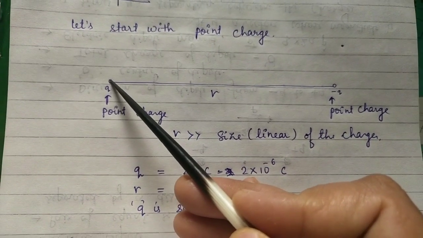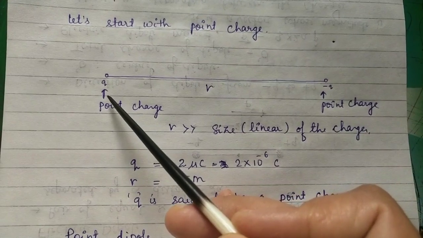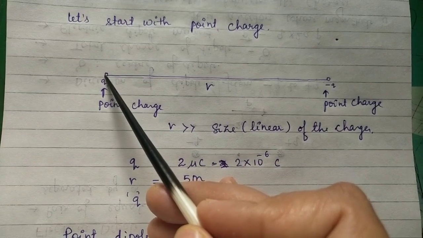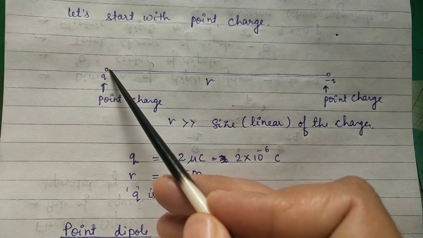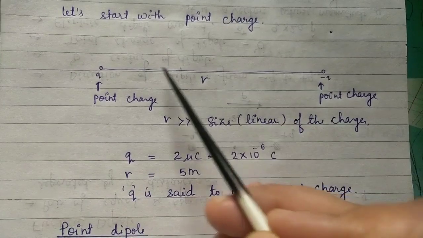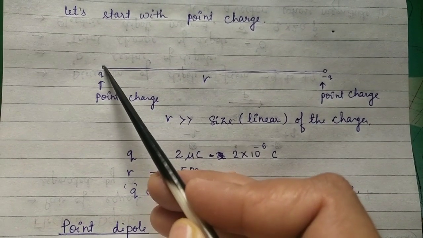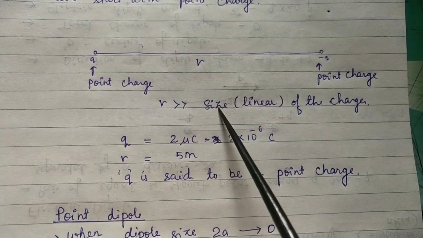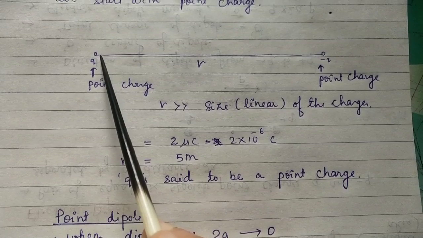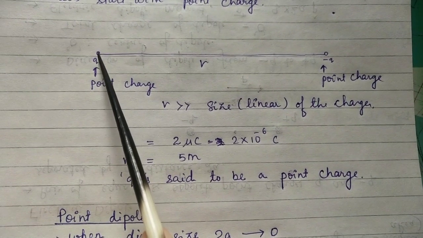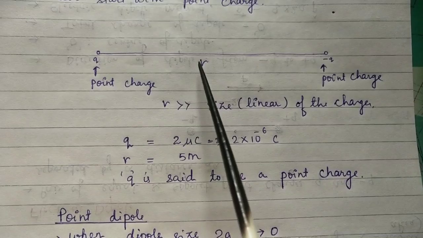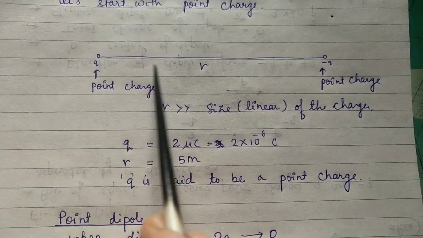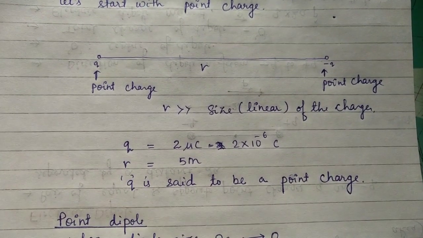See here I have given very small points to show the charges, and see the distance. If I compare the size of the charge with the distance between them, the distance is very large but the size is very less. That means this distance r is very much greater than the size. Which size am I taking? I am taking the linear size of the charge. If r is much greater than the linear size of the charge, that means the charge is very small and the distance between the two charges is very large.